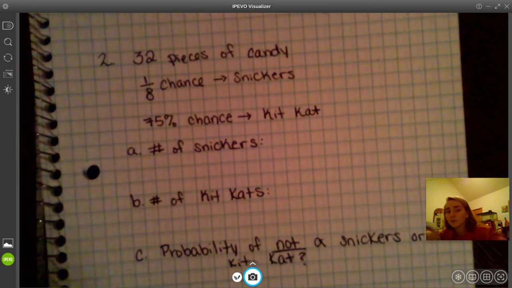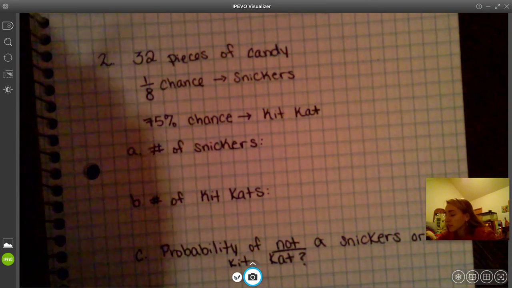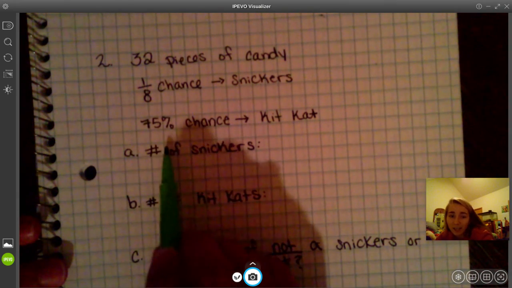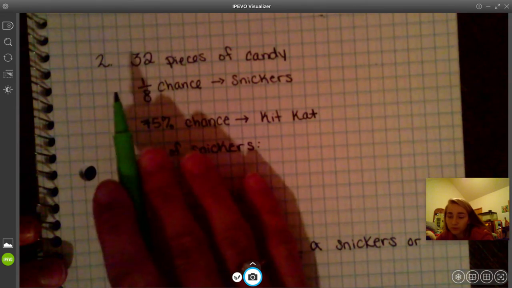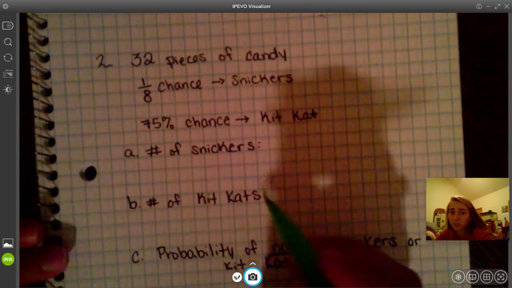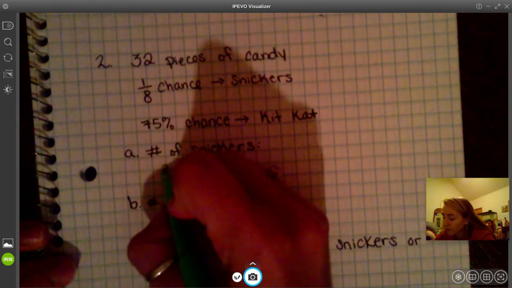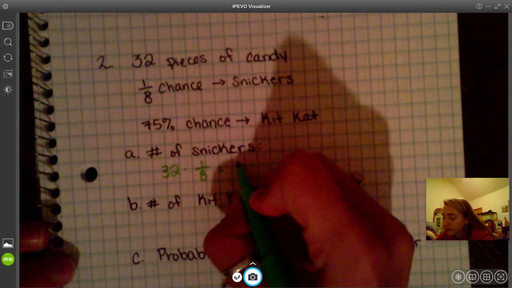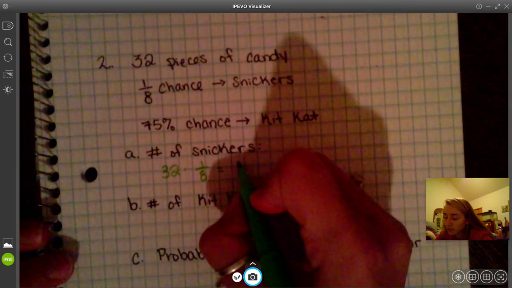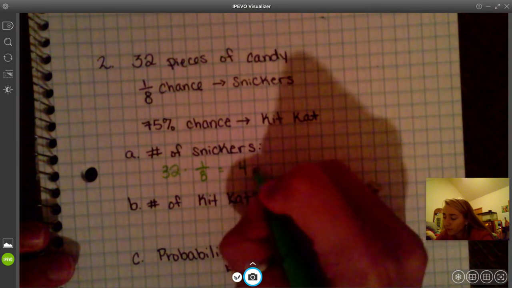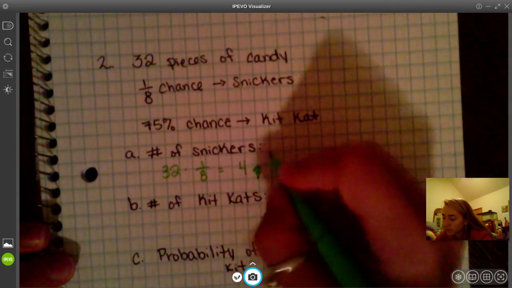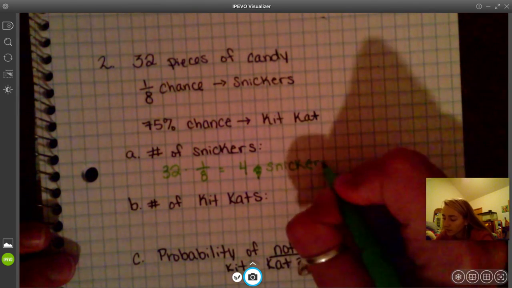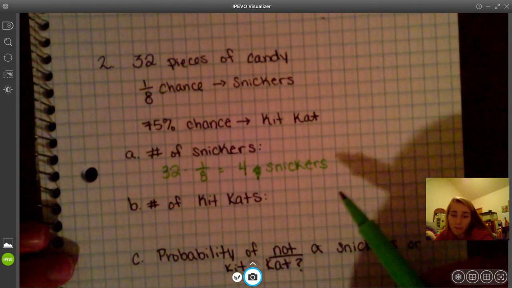So if I want the number of Snickers, I have to think, I have 32 pieces of candy. What's 1/8 of 32 pieces? I'm just going to take 32 multiplied by 1/8, and that gives me 32 over 8, which divides out to be 4. So there are 4 Snickers. I can just write Snickers. I don't have to write pieces of Snickers. So 4 Snickers in the batch.